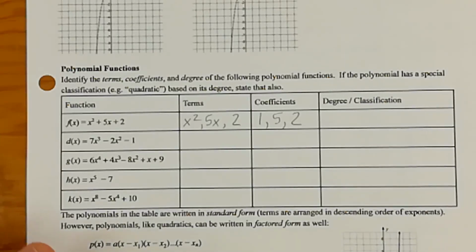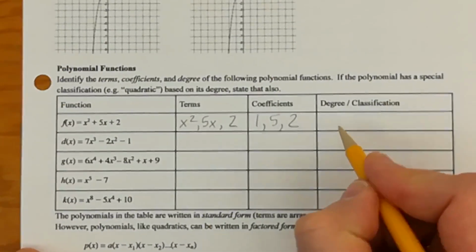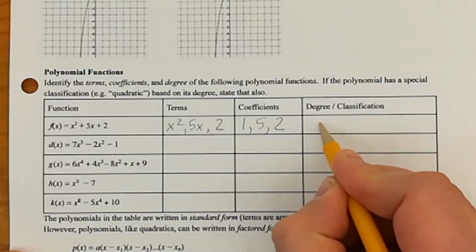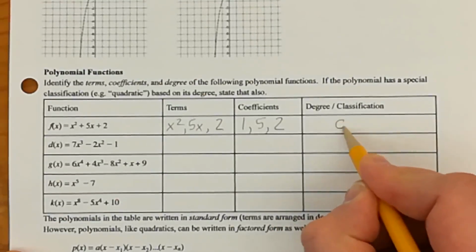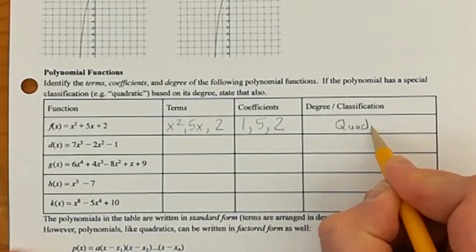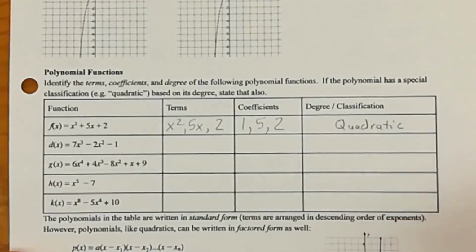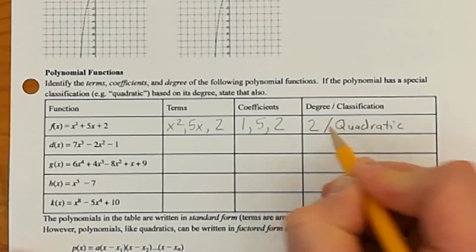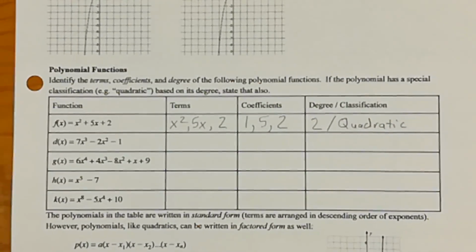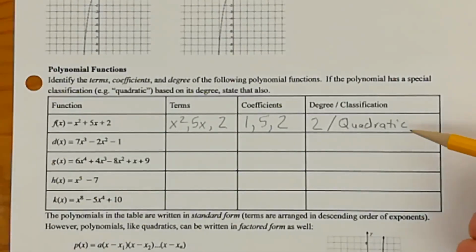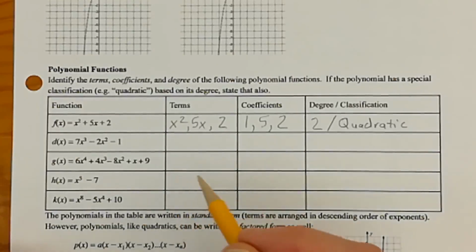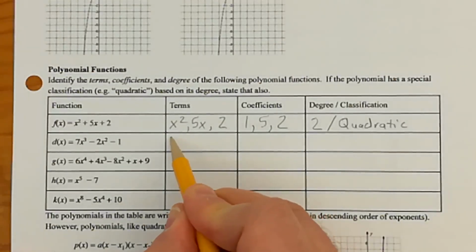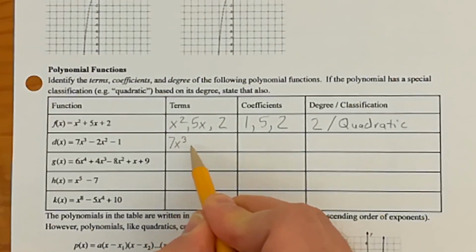How we classify this is what we studied last unit. This is a quadratic. So we would call this a quadratic. Leave a little space there. The actual degree of this polynomial is 2, or it's a second degree polynomial, but it has a special name, quadratic. All right, let's look at the next one.